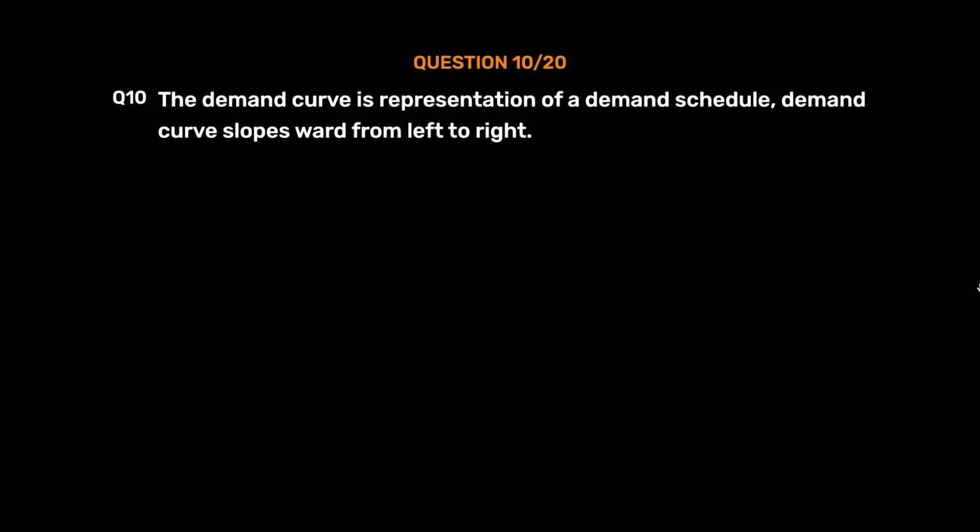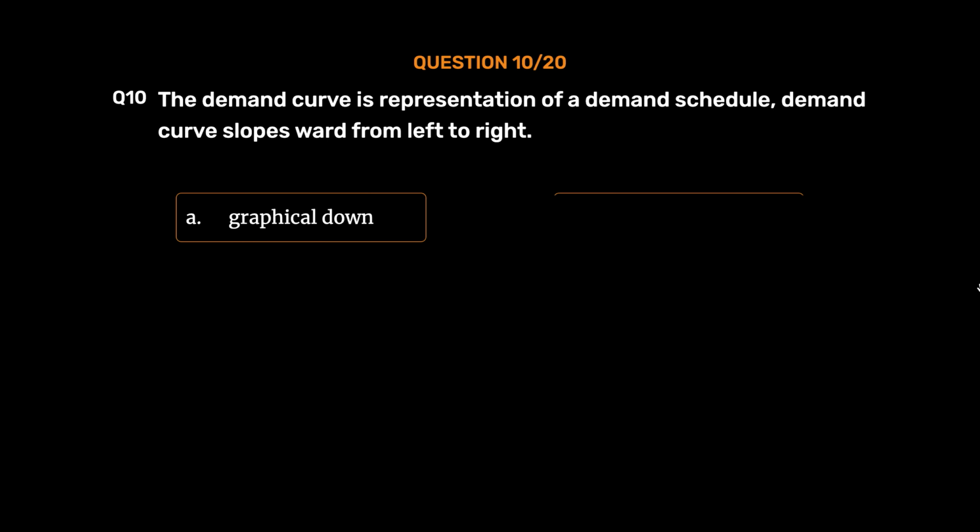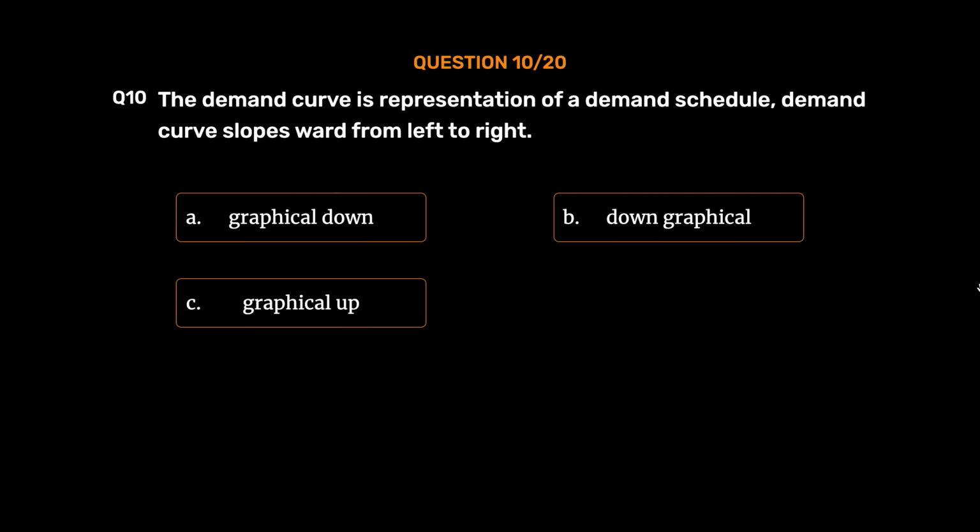Question number 10. The demand curve is a representation of a demand schedule. Demand curve slopes downward from left to right. Option A, graphical down. Option B, down graphical. Option C, graphical up. Option D, schedule up. The correct answer is Option A, graphical down.